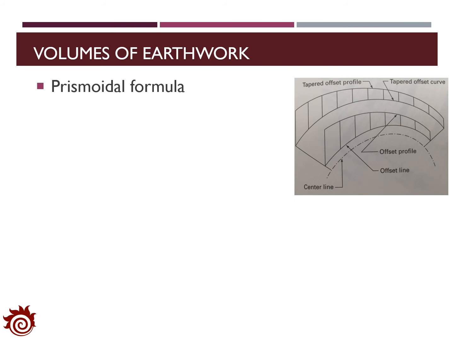We can also apply the prismoidal formula for the estimation of the volume of earthwork. In order to implement this method, we have to know the cross-section area at the initial point A1 and at the end point A2. Also, we have to know the length of the center line from A1 to A2. In addition, we need to identify the cross-section area at the middle point AM.